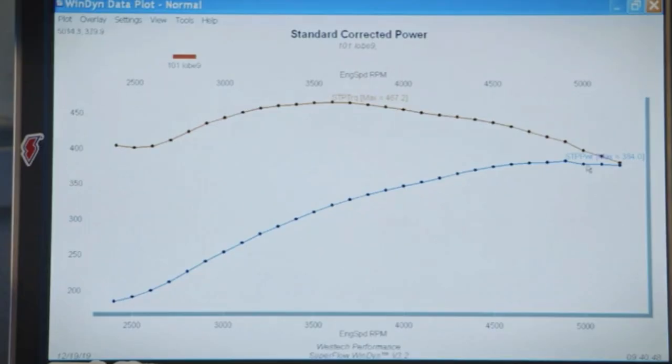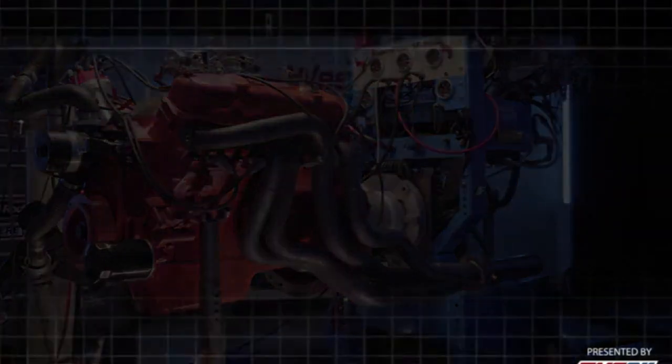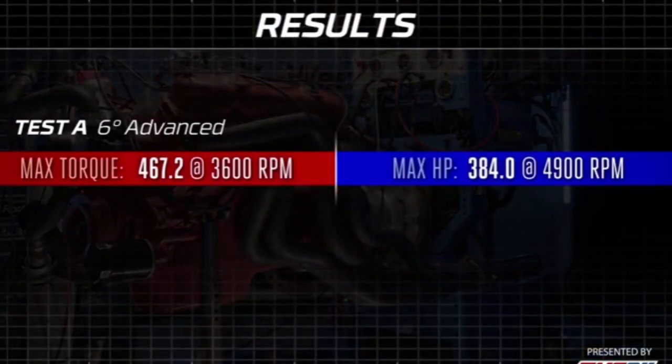Oh man, it's coming in. Might have picked up 1 or 2 horsepower. Oh no, I thought I saw an 85 there, but we'll see what the numbers tell us. Oh, that is not bad. 467.2 pound-feet of torque and 384 horsepower. Well, that 4,900 RPM power peak, I think, is an indicator that it's too far advanced.